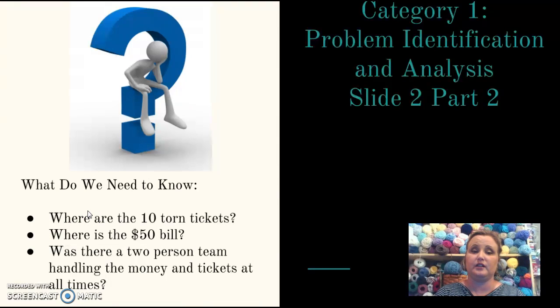So what do we need to know that we don't already know? Where are the 10 torn tickets? Were they thrown away? Were they turned in? Where's the $50 bill? Is it part of a change box type effort where there's actually a larger bill in the gatekeeper's box that the $50 bill was used to make change for? Did they use the gatekeeping box as a change box for another event, and that's why maybe there's the right amount of money in there, but the $50 bill was for someone else to use as change?